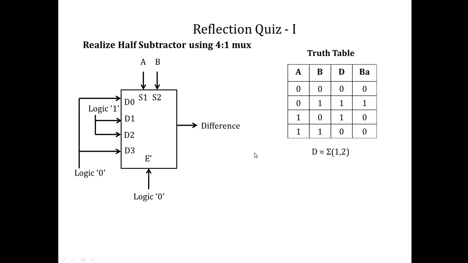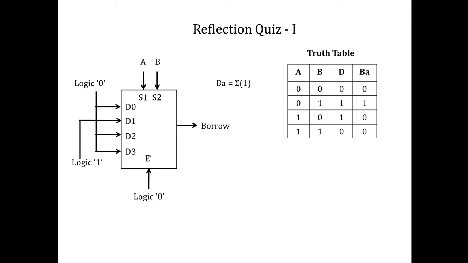Similarly, next we will have one more reflection quiz where we need to design for the borrow. Then moving on, similar to the difference, the borrow figure will be like this, where D0, D2, D3 are given to logical 0 and D1 is given to logical 1.